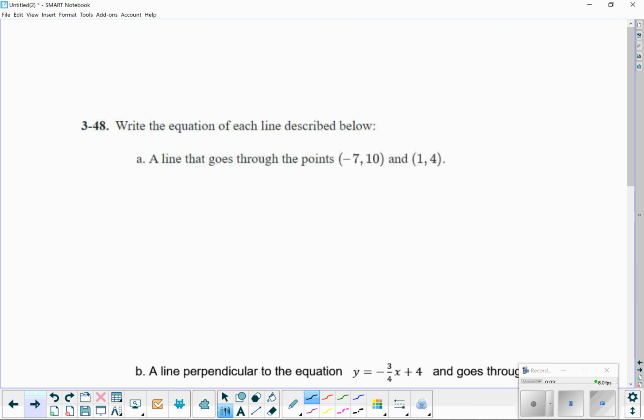All right, write an equation for a line described below. So we want a line. Because we want a line, it needs to start with y equals mx plus b. Okay. That goes to the point of negative 7, 10, and that negative 7 is the x, 10 is the y, and then 1, 4, and 1 and 4 is also the x and the y. Okay. So in order to do this, we need to put in numbers for x, for y, and for m. So we have x and y. We can choose either one, but we need the m, which is the slope.